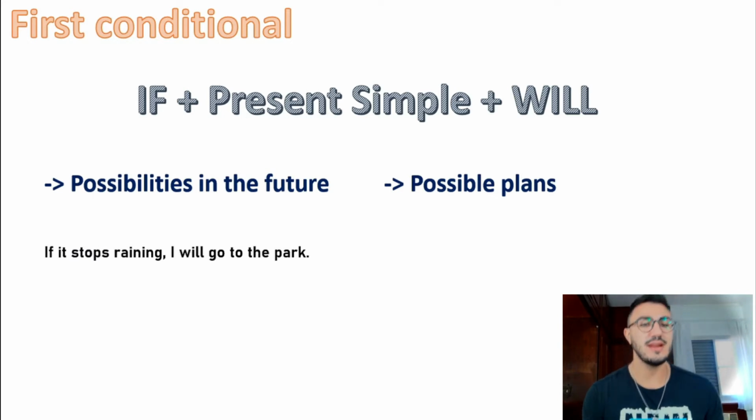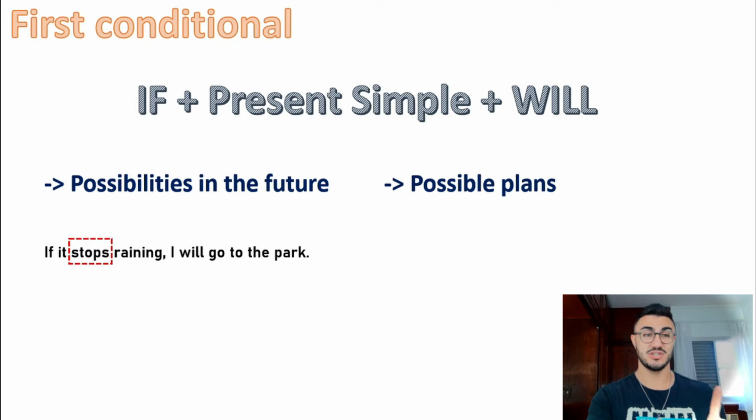If it stops raining, I will go to the park. So remember, present simple: where is my present simple here in the sentence? Stops, right? If it stops raining, I will go to the park. So it's likely to happen. Right now it's raining, okay? So if it stops raining, probably I will go to the park.